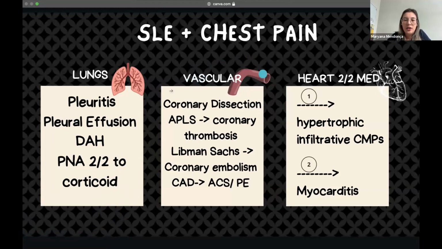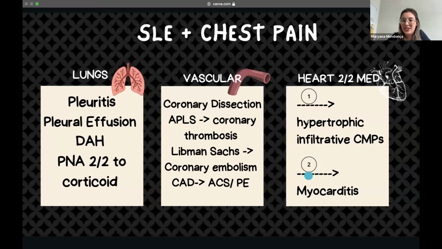If we consider vascular causes, we could think of coronary dissection, APLS, that is the antiphospholipid syndrome causing coronary thrombosis, or Libman-Sacks causing coronary embolism, or chronic coronary arterial disease causing acute coronary syndrome or pulmonary embolism. We could also have heart conditions caused by the medications that we use to treat lupus, like infiltrative cardiomyopathy or myocarditis.